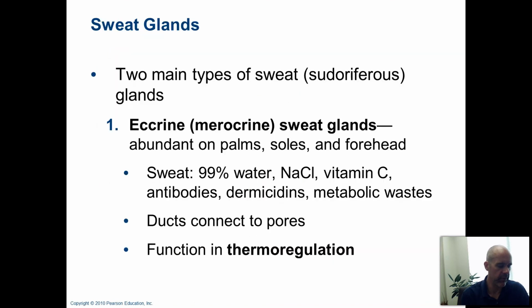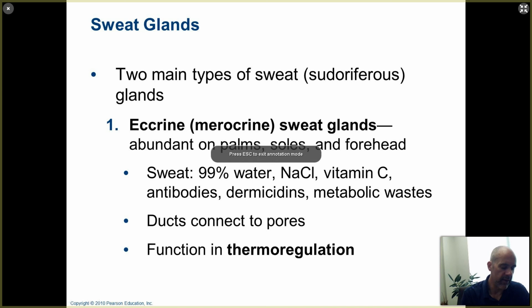Okay, let me back up over here. Function. So the cells are the things in your body that make things. So the cells down in the eccrine sweat glands make sweat, and sweat consists, of course, 99% of it is water, but it also has good old sodium chloride in it, salt. Vitamin C, believe it or not, is in there. Antibodies, those are weapons that help you fight infections. You'll learn about those next semester.